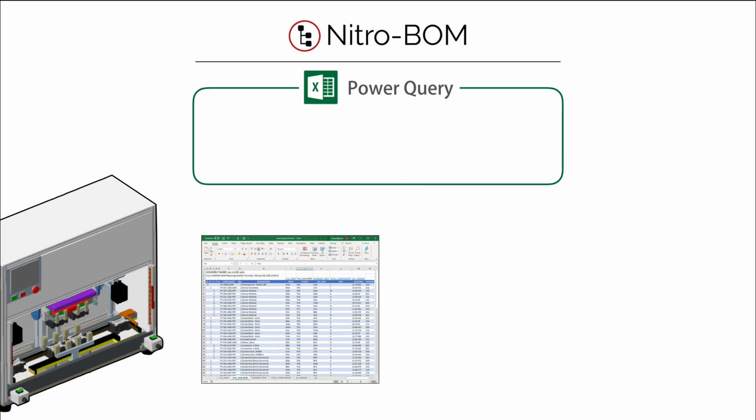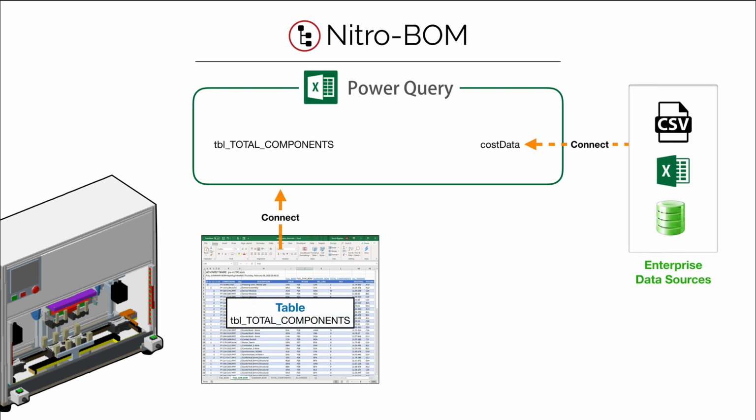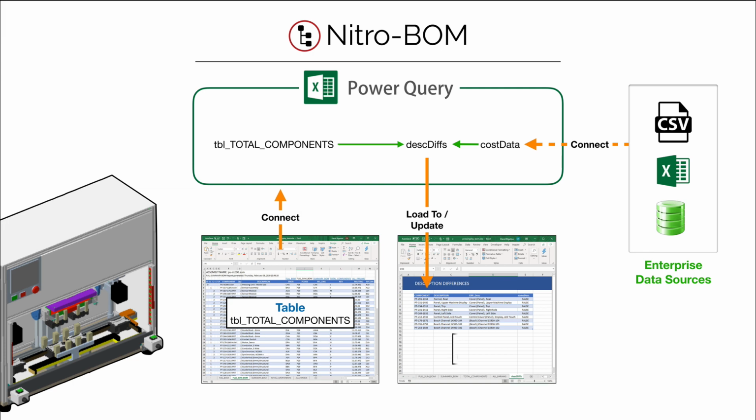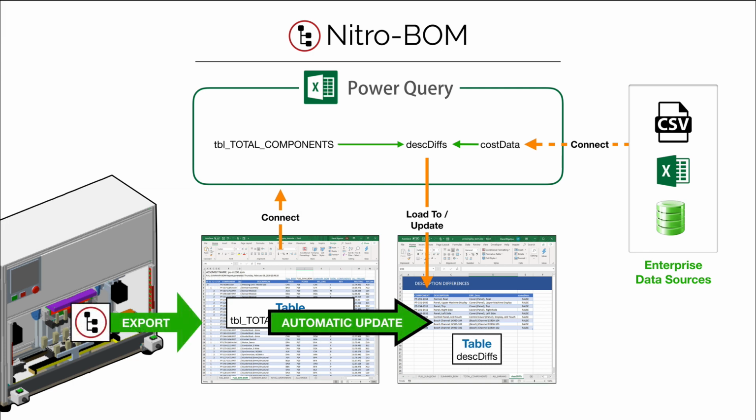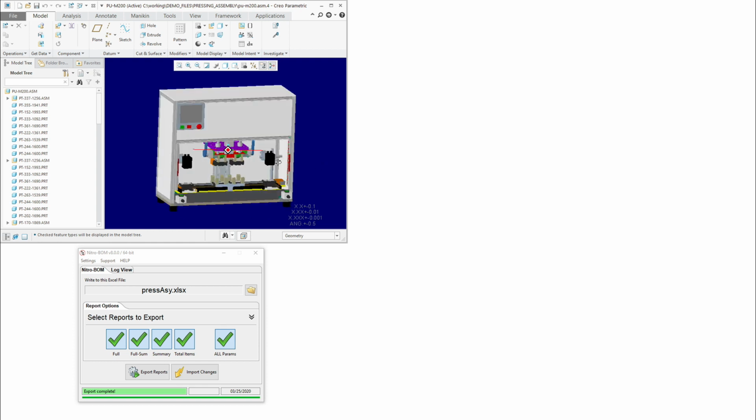Let's use Nitro-BOM to quickly find description differences between a Creo assembly and data that might come from an enterprise system. This will automatically create the required tables and also the connections into Power Query to that data. Then we just have to import the external data and then use various Power Query operations to merge and compute the differences that we're interested in. This can be written back out to Excel, and anything we update in Creo will automatically update in Excel after we do our next export.